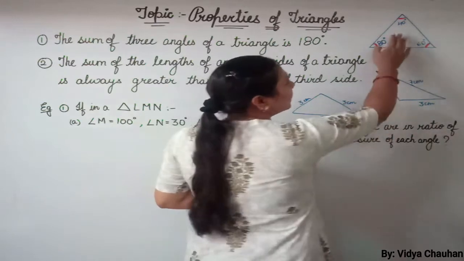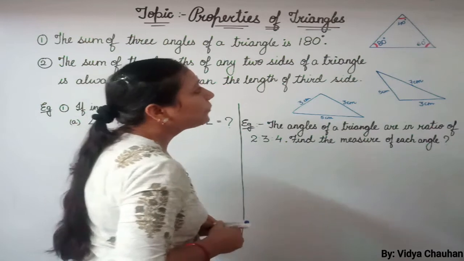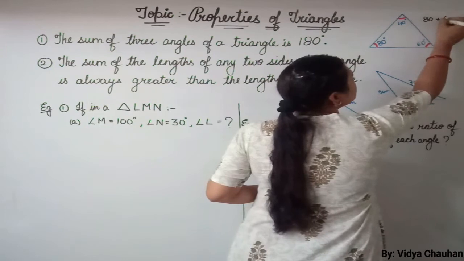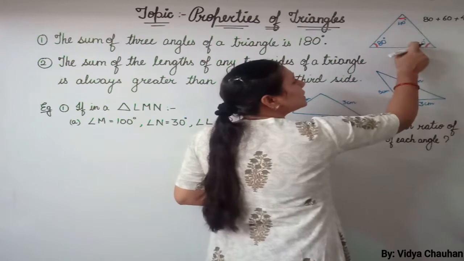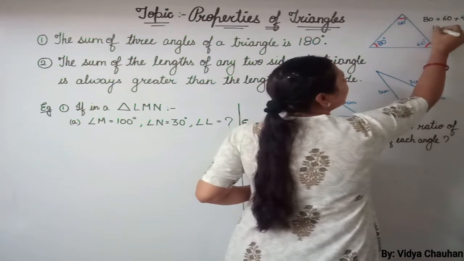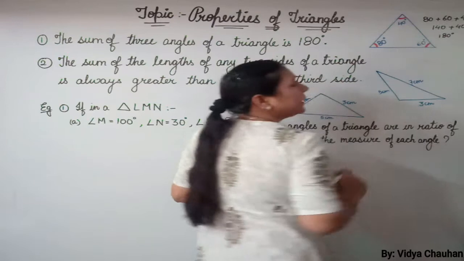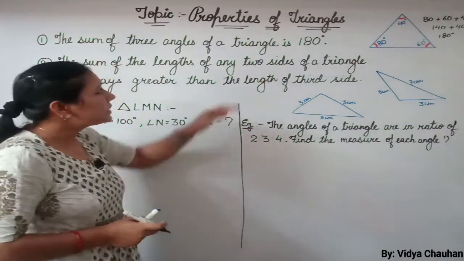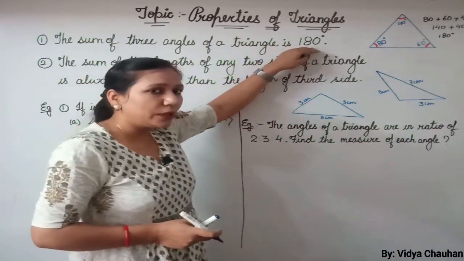Like here, as you can see, I have taken an example, and the triangle says that one of our angles is 80 degrees, the next angle is 60 degrees, and our third angle is 40 degrees. What answer will I get if I add all these three values? 60 plus 80 is 140, plus 40, and the answer is 180 degrees. So yes, this triangle actually exists. So this is our first property: the sum of the three angles of a triangle is always 180 degrees.